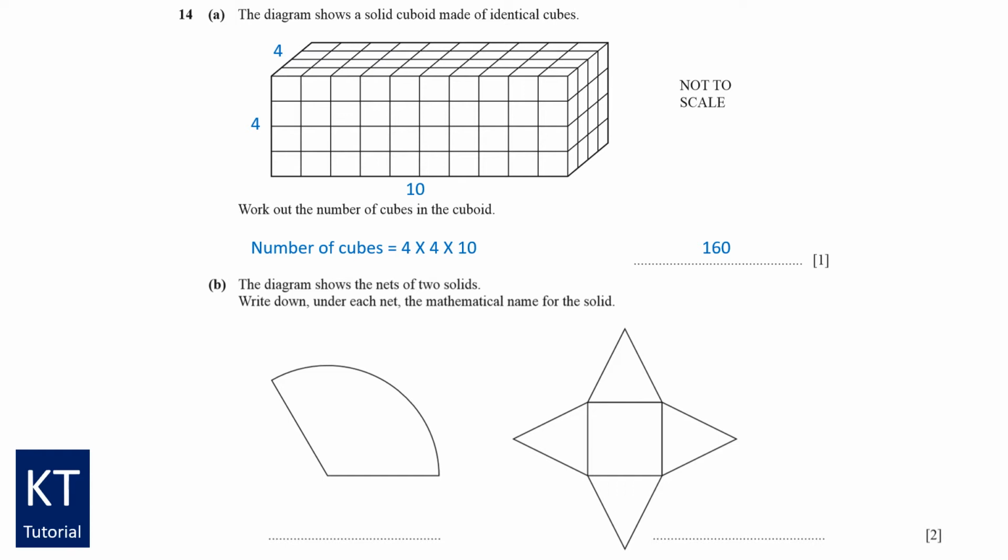Question B. The diagram shows the nets of two solids. Write down under each net the mathematical name for the solid. They are the cone and the pyramid, respectively.